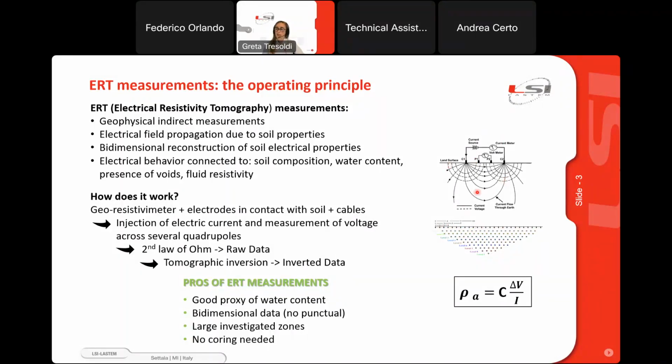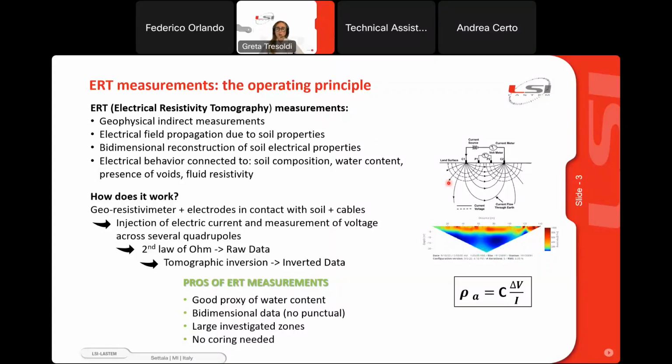What we use is the Wenner configuration. So we inject current into electrodes, the current electrodes, and we measure voltage at the voltage electrodes. So you can obtain in this way the raw value of apparent resistivity thanks to the second law of Ohm. Then you need to invert the data thanks to a tomographic inversion that is an iterative process. At that time, you can obtain the inverted data that is like a picture of the underground in terms of resistivity.